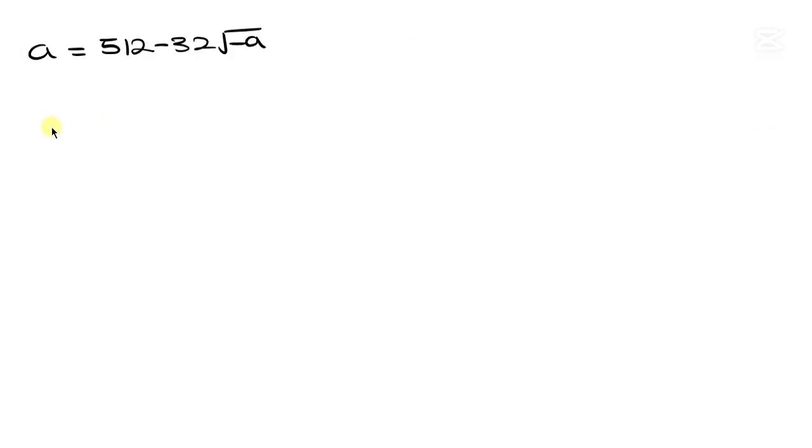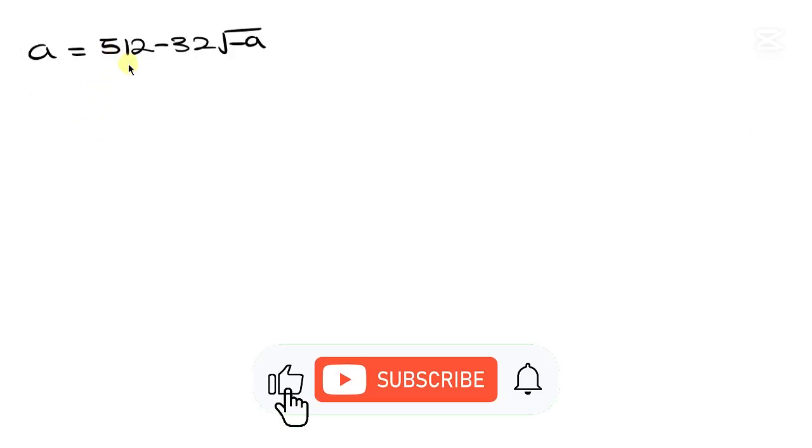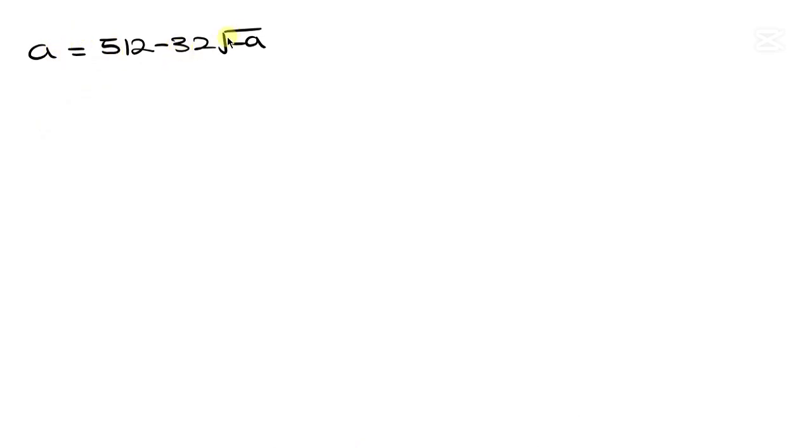Our next step will be for us to move 512 to the left-hand side in order to isolate the term with the radical. So we have a. As 512 crosses to the left, it becomes minus 512 equal to, now I've got on the right negative 32 times the square root of negative a.